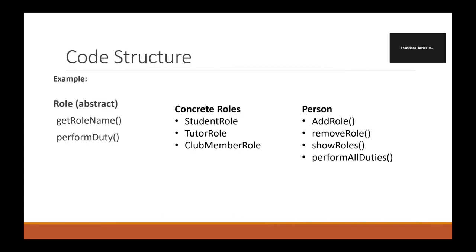So just some code structure. In the code, the role class defines two main functions, get role name and perform duty. Each concrete role implements these functions differently to represent its specific behavior. The person class manages the roles using functions like add role, remove role, show roles, and perform all duties. The structure allows roles to be dynamically assigned and removed.